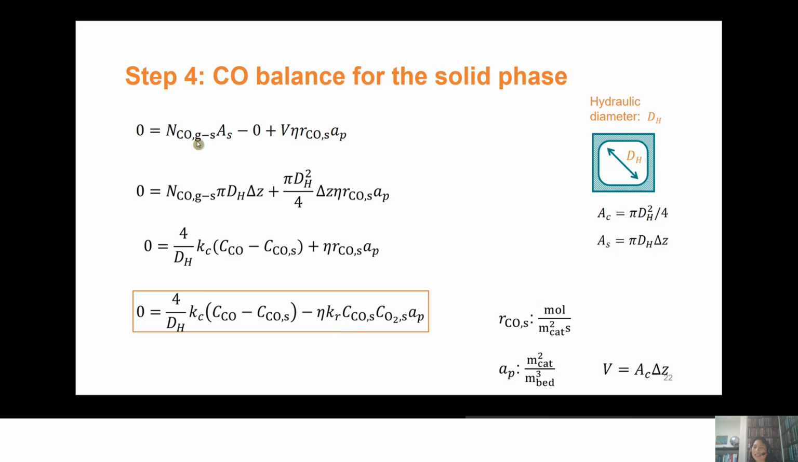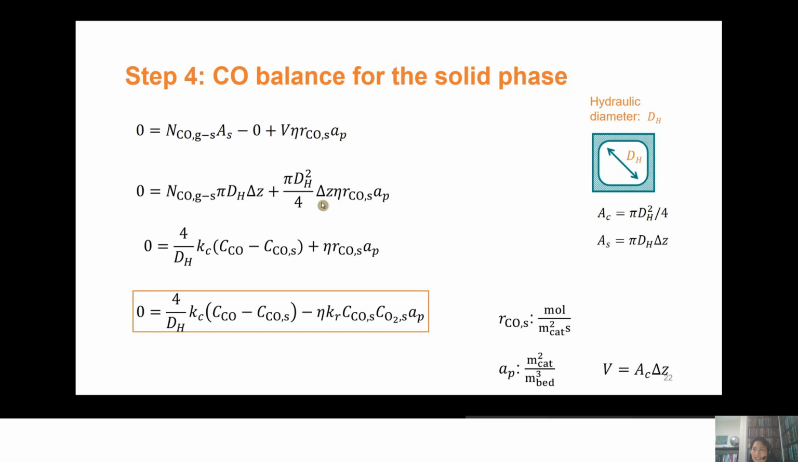This is the equation from the last slide. In the next line, we just replaced AS with pi dH delta Z and the volume by AC times delta Z, and AC is pi dH squared over 4. Then next is to divide each term by pi dH squared over 4 delta Z, and delta Z will cancel out. This is equal to 0.